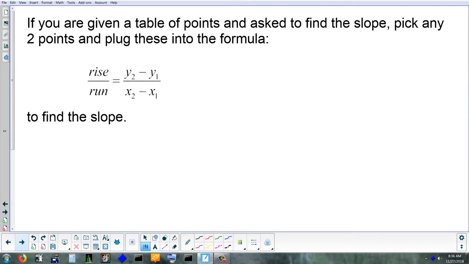So again, like we taught, this kind of just refreshes what we talked about at the beginning. If we're given coordinates or a table. So if you're given a table of points and asked to find the slope, pick any 2 points and plug these into the formula. Again, what I like to do is draw my line and put my two minus signs before I plug in my numbers. That way, all I gotta do is plug in the numbers. That way, if you have a negative for your second coordinate, you just put the one negative. Remember, you may have a situation where you have two.